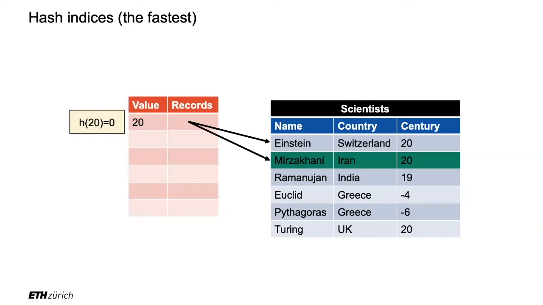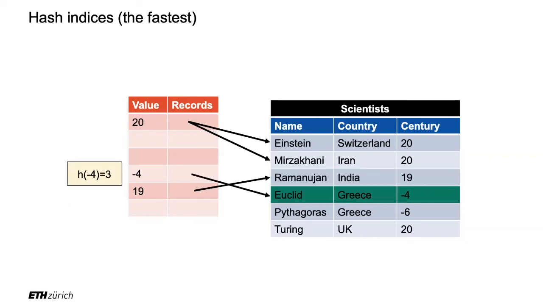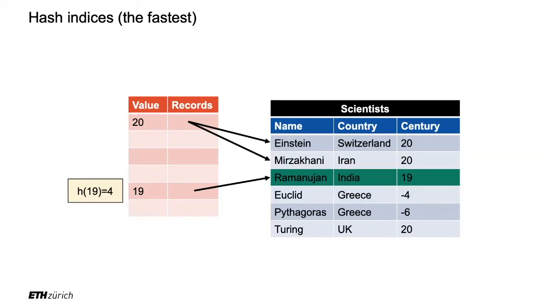Then 19, Amanujan, gives me 4. Again, I have no idea why it's 4. It's some kind of hidden stuff that's happening in my hash function. It just turns out to give me 4 after a bunch of additions, multiplications, and modulos. And 4 is the fifth, because again, I said we start at 0 when we index as computer scientists, for some obscure reason. So that gives me the fifth row in there. H of 19 is 4, and I add my pointer, okay?